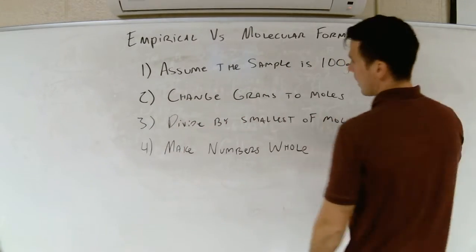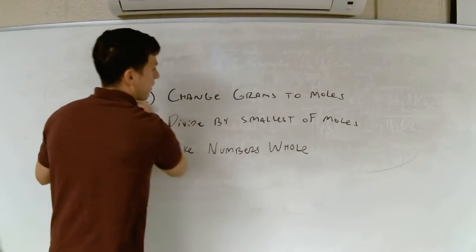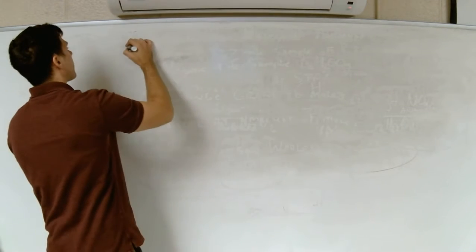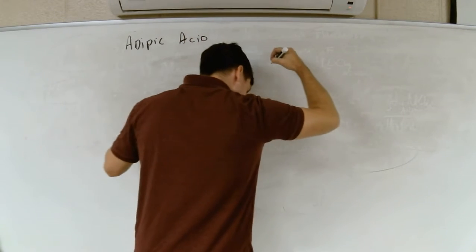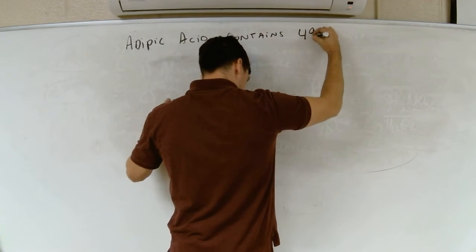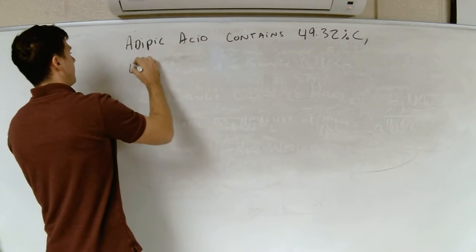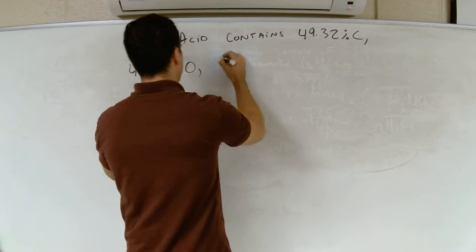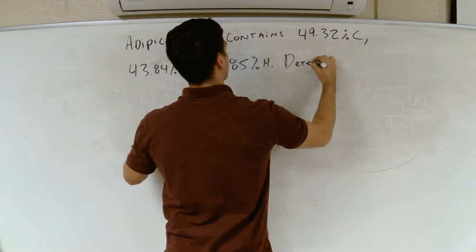I'm going to erase my rules. Sorry, guys. You could always pause the video and look at the rules if you need to. Okay, adipic acid contains 49.32% carbon, 43.84% oxygen, and 6.85% hydrogen. Determine empirical formula.